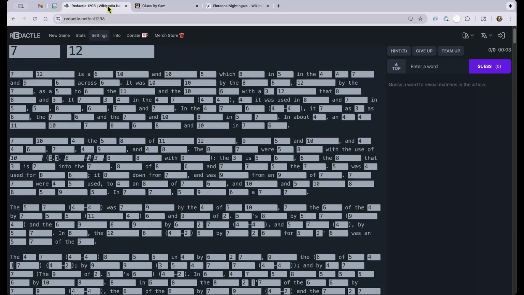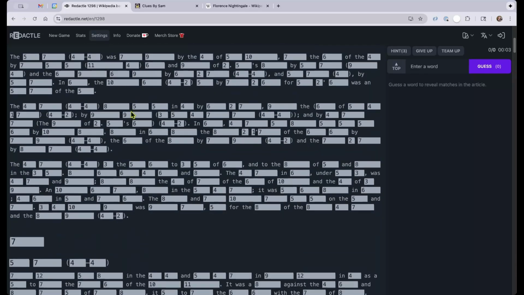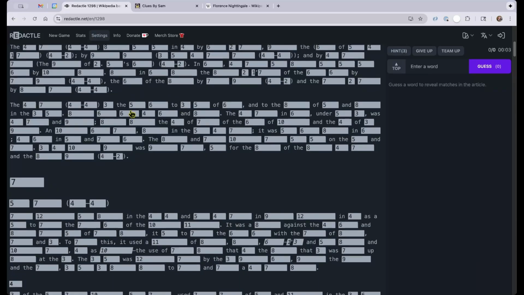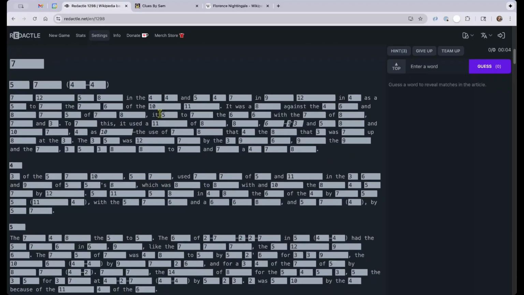Okay, going back to the game. This is obviously not a person. I don't think it's a country, just by the way the first sentence is structured, or a city or anything like that. But it is some thing with historical significance. I think that word is history. This is probably a date range. It was a blank against the blank.